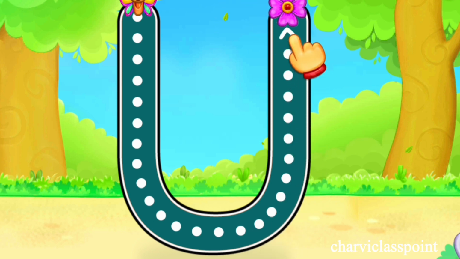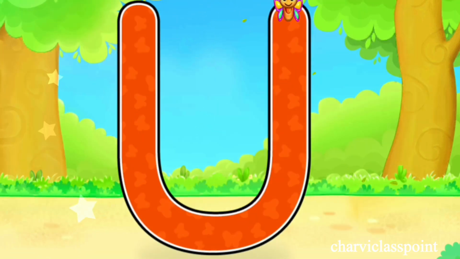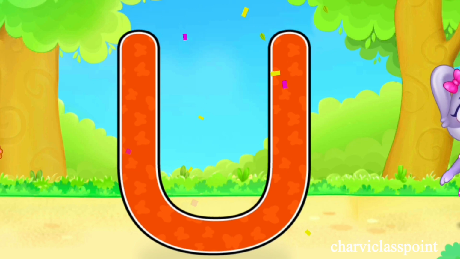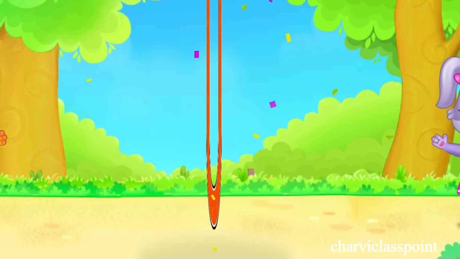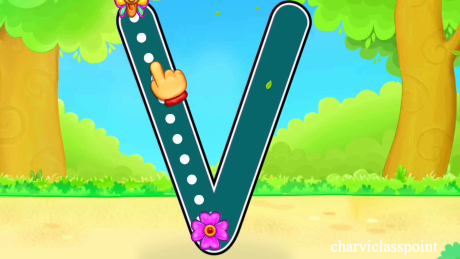Trace the letter U. Amazing. U for umbrella. Wow. U for umbrella. Next letter is V.